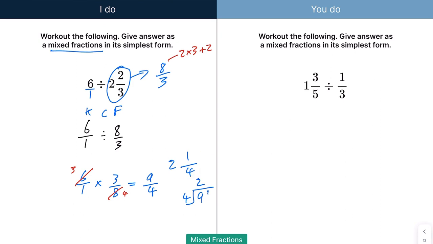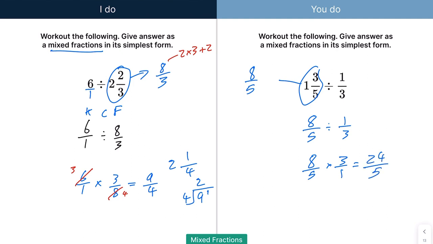So again, hopefully you've pressed pause and had a go at the example on the right. The first thing I would do is turn this into an improper fraction. So 1 times 5 is 5, plus 3 is 8. So that's now that. If I rewrite this, you now know what to do, you just do KCF. That's 8 over 5 times 3 over 1, and that's 8, 16, 24. Divide that by 5. The question does say leave your answer as a mixed fraction in its simplest form.